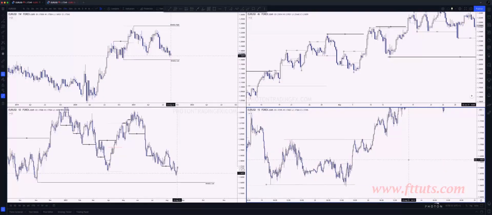Try and just drill it into your unconscious, and eventually it will just feel really, really natural, especially when you practice this in the live market and you see how it develops day by day. But I'll leave that there.